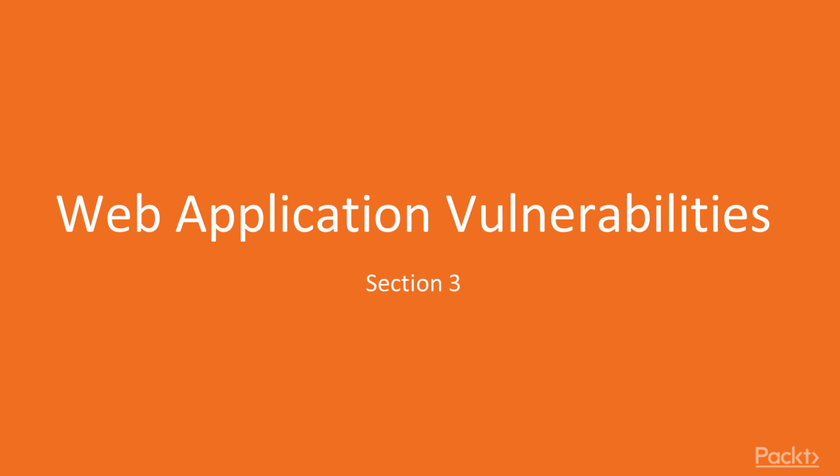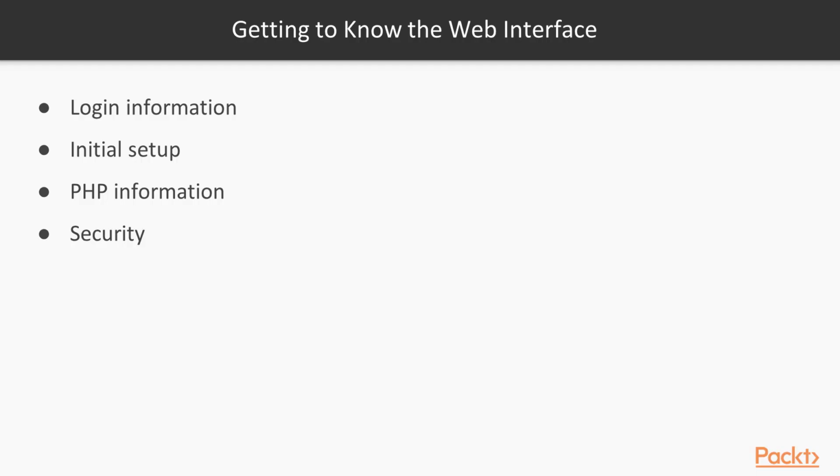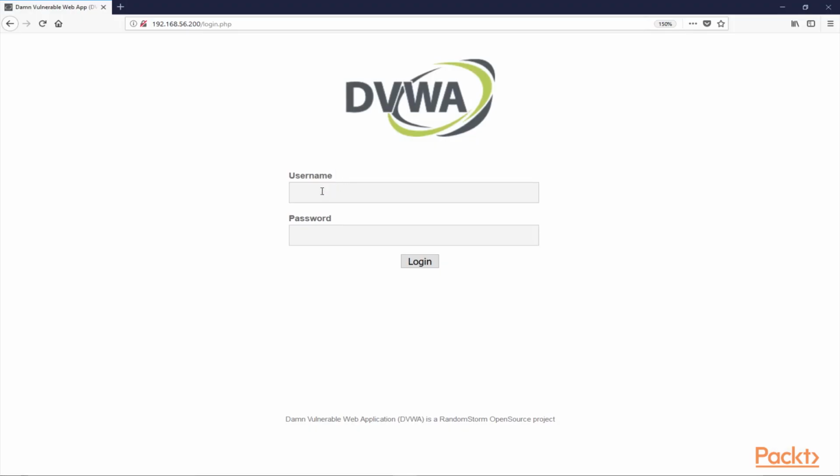In this section, we're going to talk about common web application vulnerabilities. So we're going to start with the first video and talk about DVWA, or Damn Vulnerable Web Application, web interface. There are a few things to consider when we are looking at the web interface of DVWA. So I'm just going to browse to my DVWA, and basically from there we can go through those few things.